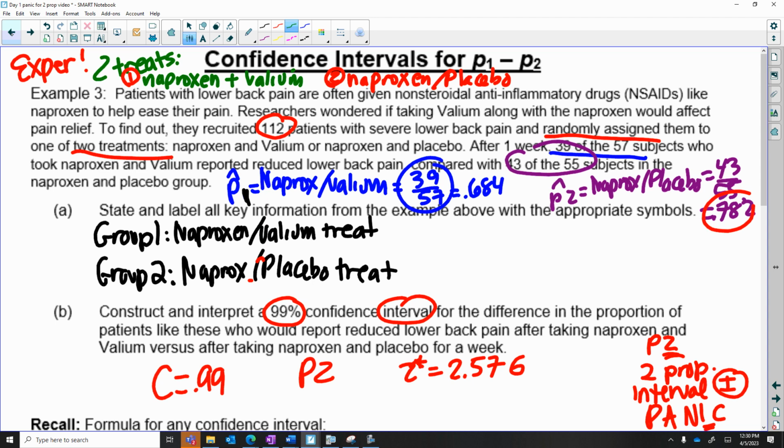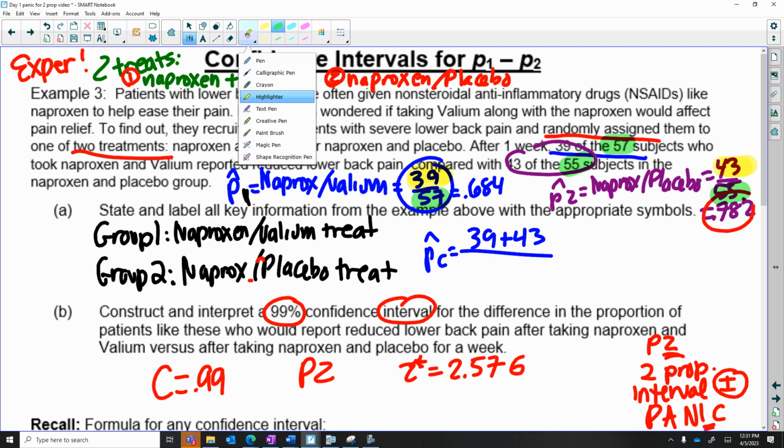Do you see that for our numerators, we had 39 and 43, okay? If I wanted to do the pooled p hat, I would add 39 plus 43 across the numerator. That's going to be called p hat pool, which for some reason they use the letter C here. It's weird, I guess they didn't want to write p hat p. And then the denominators you're going to add across as well: 57 plus 55. That's going to be my denominator.